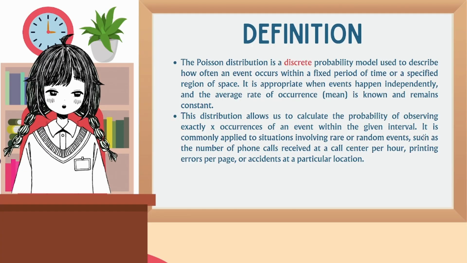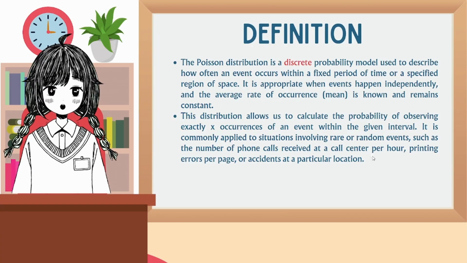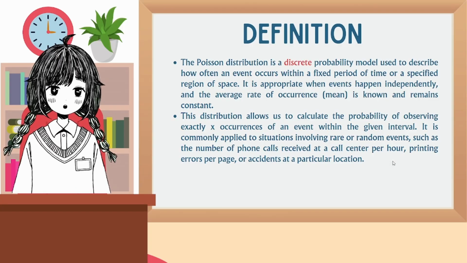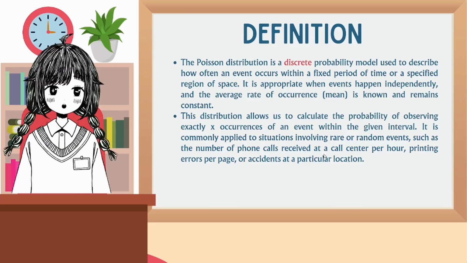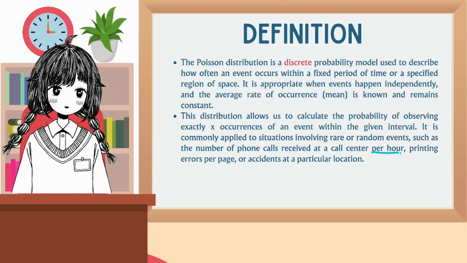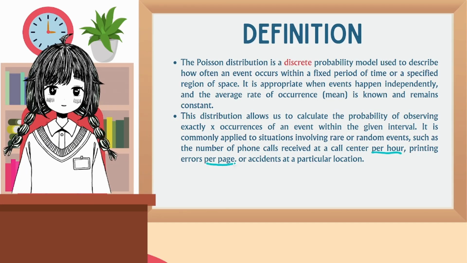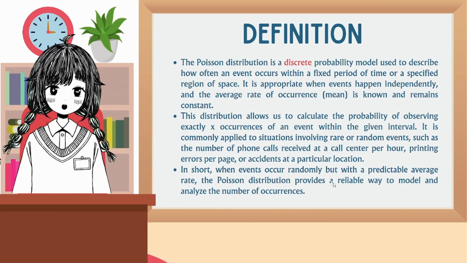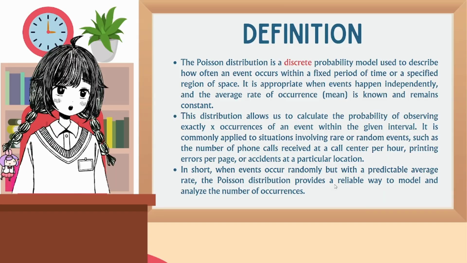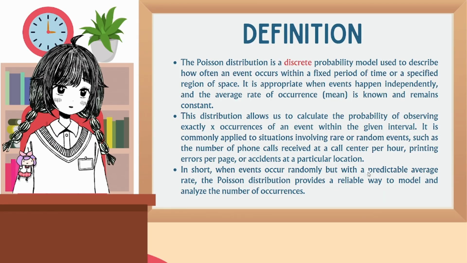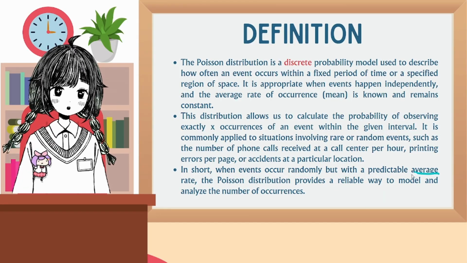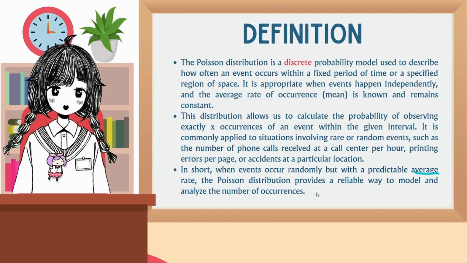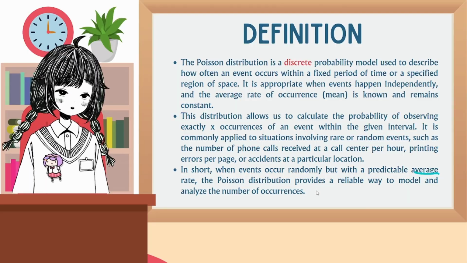the given interval. It is commonly applied to situations involving rare or random events, such as the number of phone calls at a call center per hour, printing errors per page, or accidents at a particular location. In short, when events occur randomly but with a predictable average rate, the Poisson distribution provides a reliable way to model and analyze the number of occurrences.